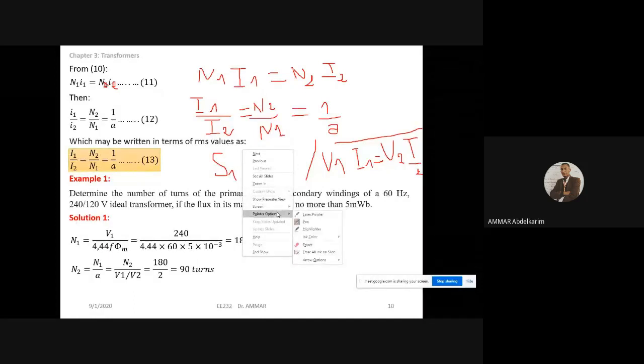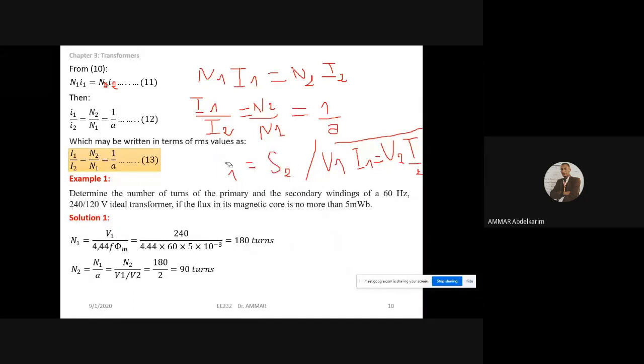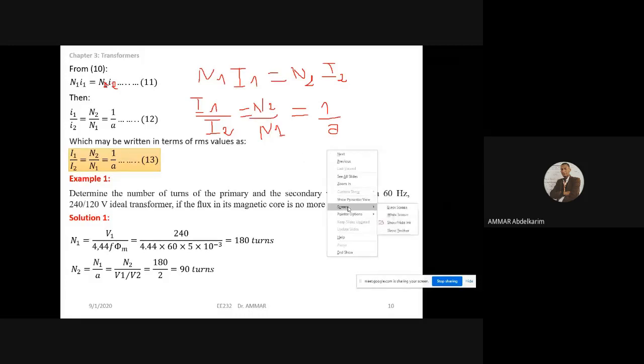So when it steps up, we always talk about voltage. It steps up, it increases voltage, but at the same time it decreases the current. The same thing with the step down. It decreases the voltage and at the same time increases the current. Here we have an example.